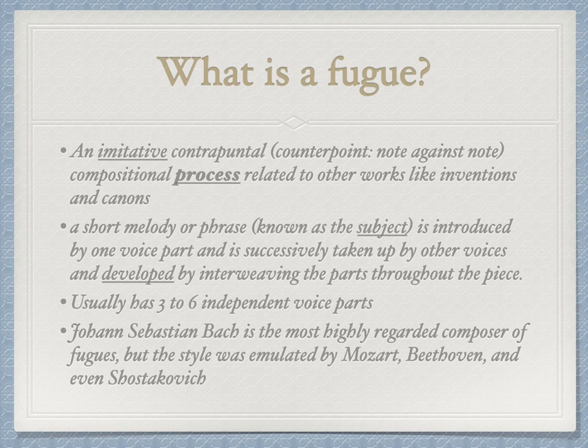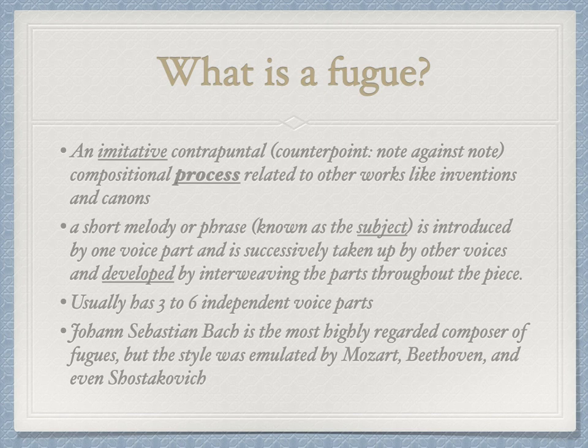What is a fugue? A fugue is a fully developed imitative contrapuntal composition, which is related to other shorter works like inventions and canons. The fugue should always be described as a process, because no two fugues have the same form. The musical interest comes from how the independent voices interact with one another along the way. This is one of the most difficult elements of writing fugal composition.